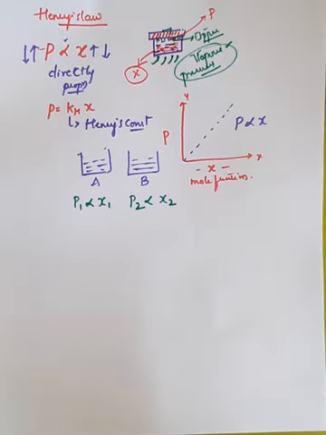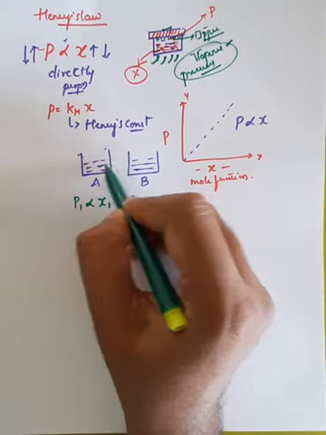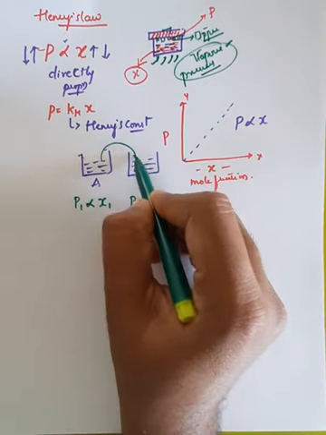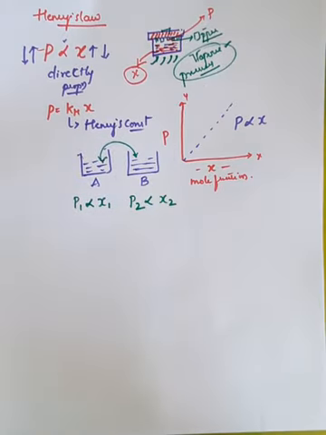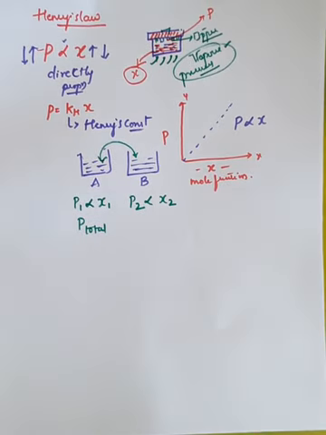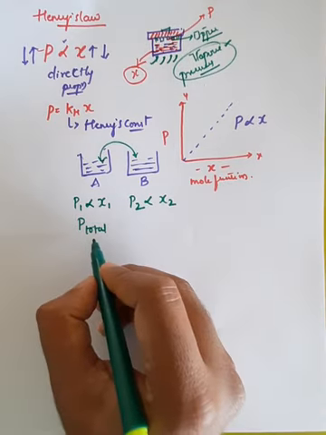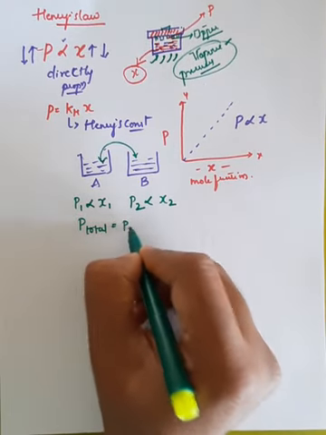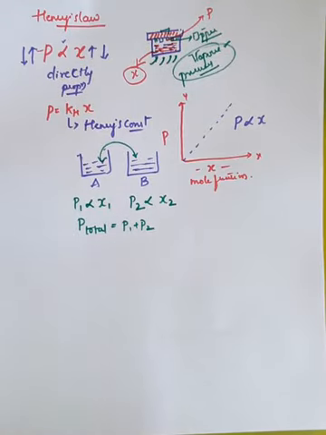Therefore, whenever you mix these two solutions, I can get the total pressure applied by both the components. Then that P total can be given as P1 plus P2. So this is very simple.